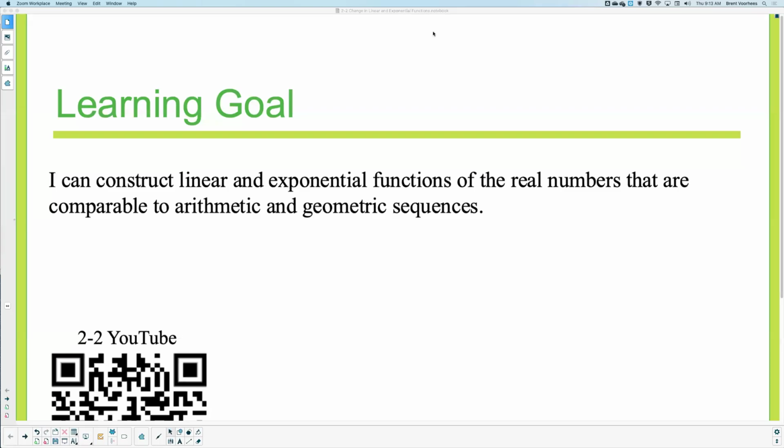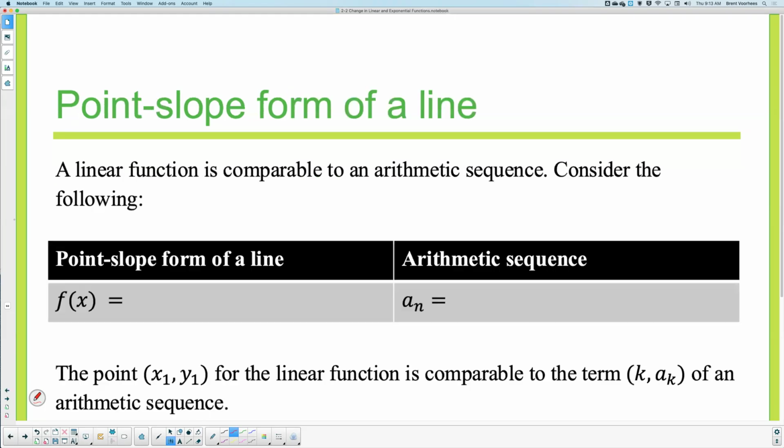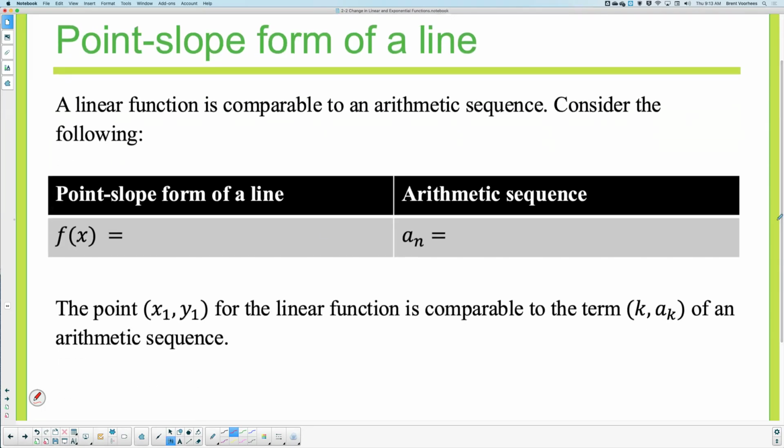All right, lesson 2.2. We're going to talk about the change in linear and exponential functions. So exponentials are going to be new to us. We haven't seen those before. In my class, you've seen something very similar in lesson 2.1, but today we're going to introduce what an exponential function is. So with that, let's start first with making a comparison.